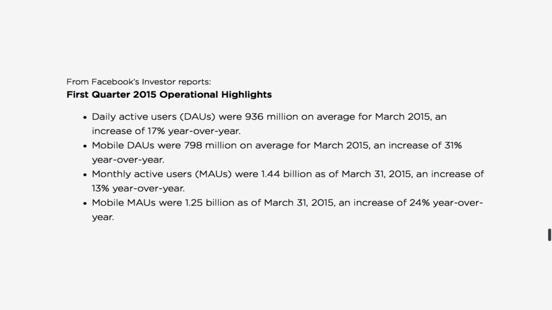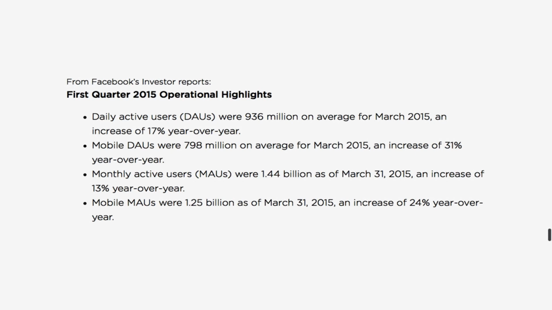Now, the mobile daily active users, this is very important, were 798 million on average for March 2015. This is an increase of 31% from the year prior. You can see how quickly the rise is of probably your customer accessing Facebook on their mobile device. Monthly active users were 1.44 billion as of March of 2015, an increase of 13% year over year. And again, the mobile monthly active users 1.25 billion, an increase of 24% year over year.